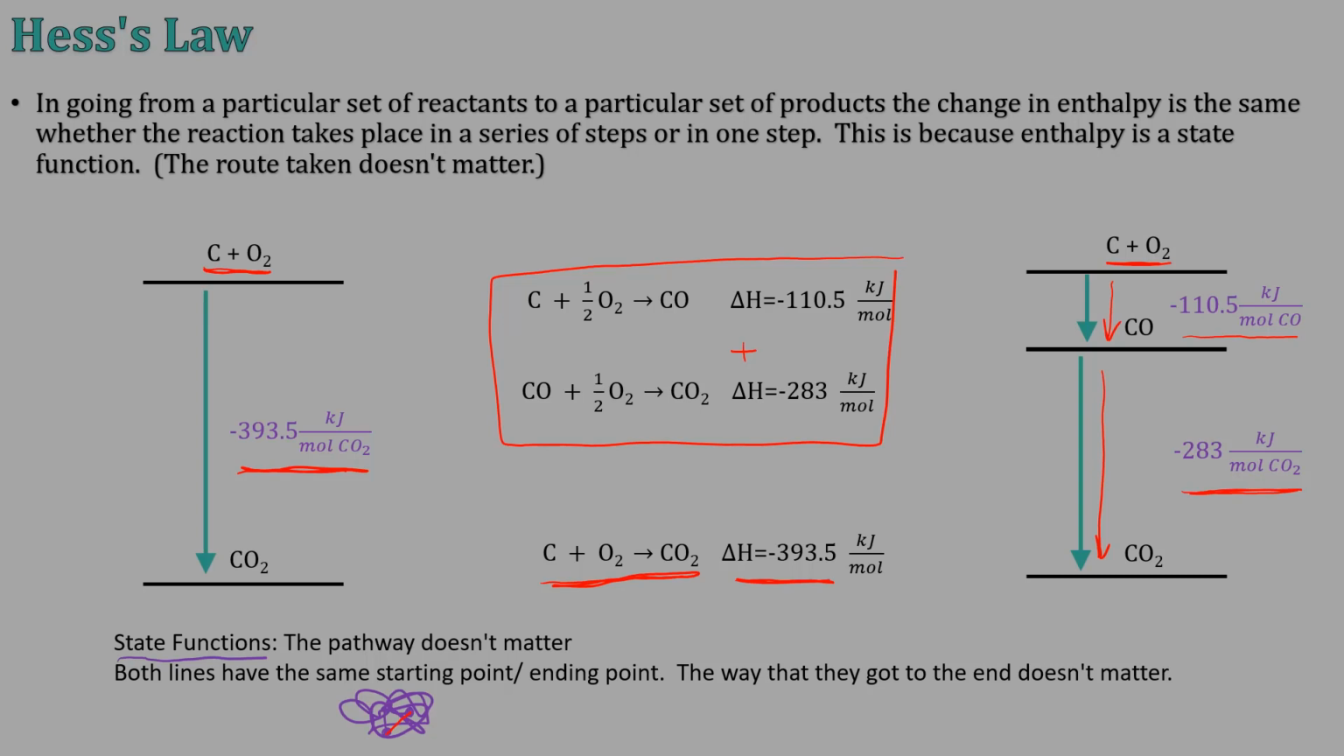So it didn't matter how we got there. We can either add these two reactions together or just go straight there. We get the same value because the starting point is C plus O2 and the ending point is the exact same. So it didn't matter how we got there. So Hess's law is based on enthalpy's ability to do that.